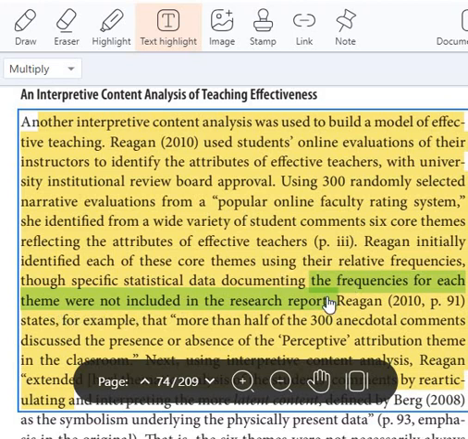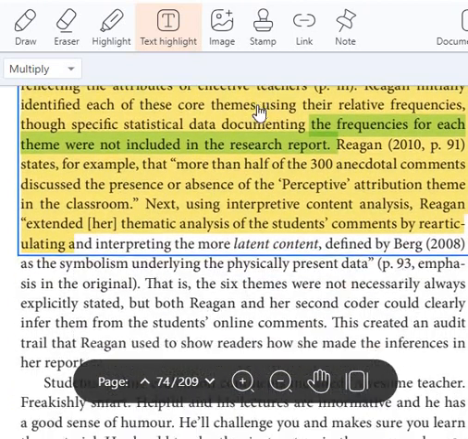So what we should understand is that Reagan started her research by using the basic content analysis, but later on she wanted to interpret her results to the readers and to all the people. That's why she expanded this study in order to show her interpretations for these results, maybe paving the way into something called interpretive content analysis. Reagan in 2010 on page 91 stated, more than half of the 300 anecdotal comments discuss the presence or absence of the perceptive attribution theme in the classroom.